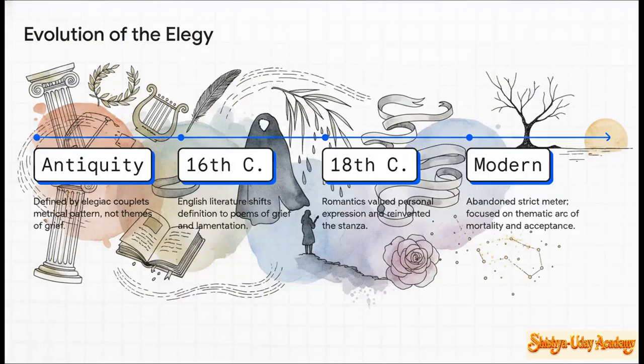Take a look at this timeline, because this historical shift is a huge concept. Back in ancient Greece and Rome, the elegy was defined purely by its metrical pattern, specifically elegiac couplets. Believe it or not, it wasn't defined by themes of grief at all. You could literally have an upbeat love poem written in elegiac meter, which sounds completely wild to us today.